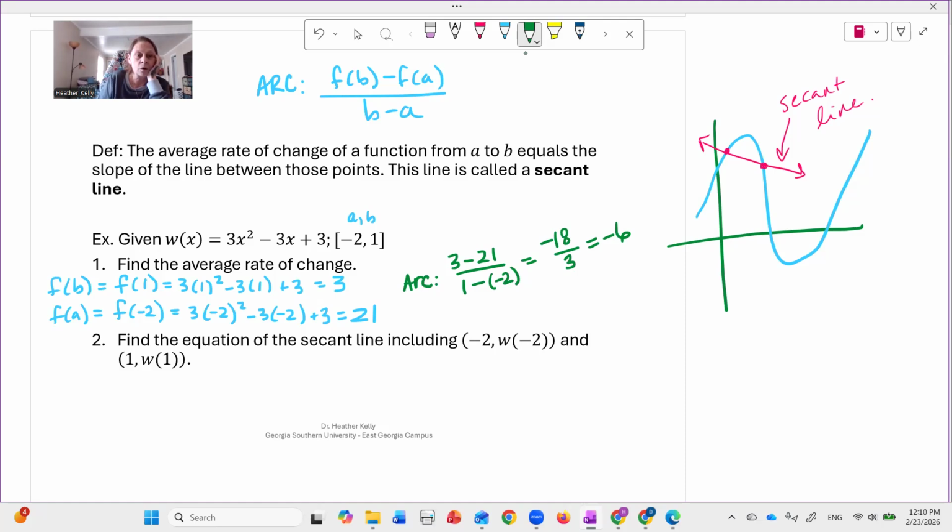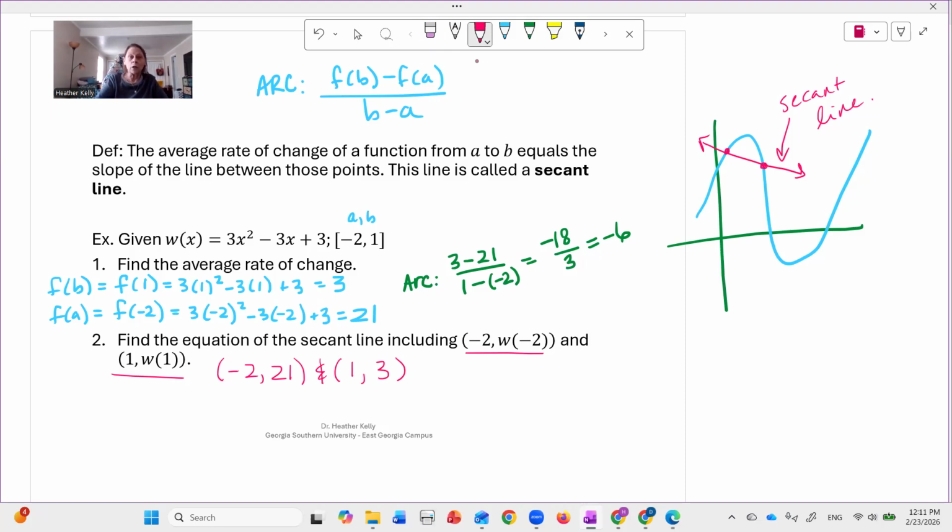And so what are the points that we are dealing with? Because now it asks us to find the equation of the secant line, including these 2 points. Well, we just found those 2 points. When it's negative 2, we have 21. And when it is 1, we have 3. These are our 2 points from our secant line.